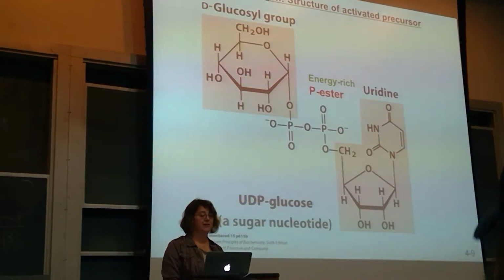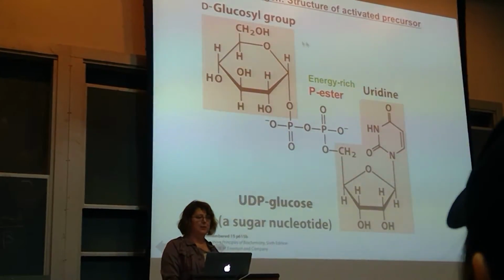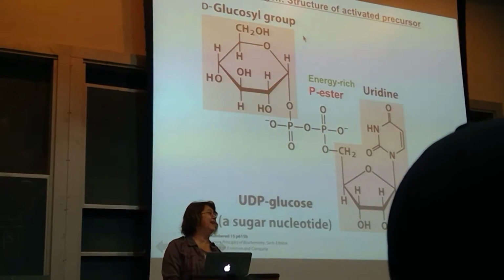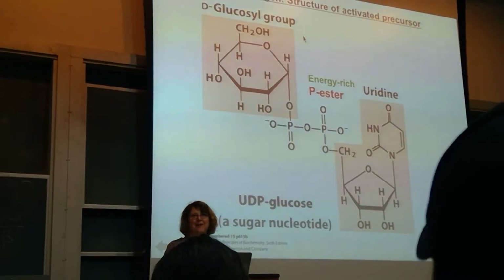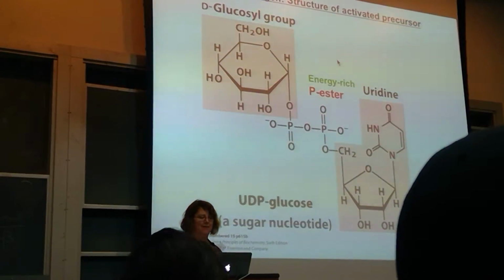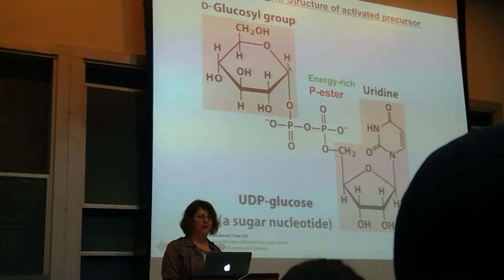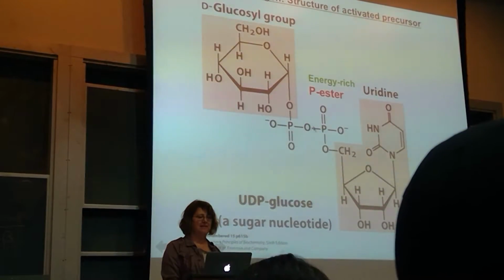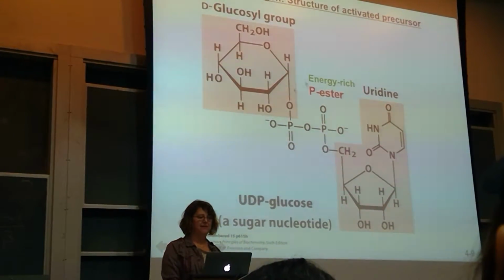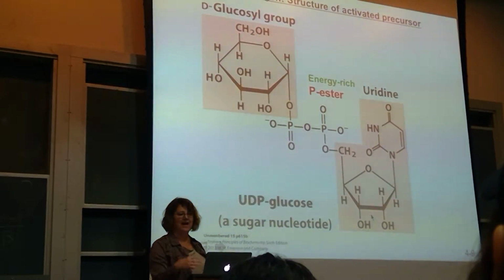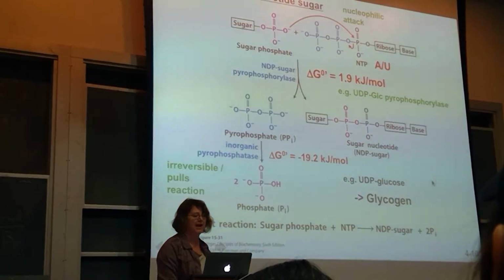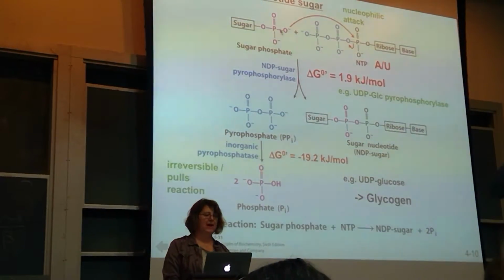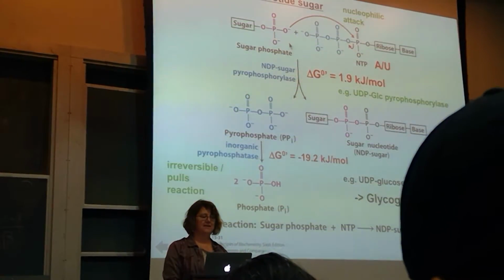So what is glycogen? You already know what it is, right? It's a glucose polymer with alpha-1,4 linkages and a couple of branching alpha-1,6s. You have your glucose group, and then it basically has to be activated, so you get an energy-rich phosphate ester, and then that's what gets transferred. So you'll see in the next reaction that you have your sugar phosphate.